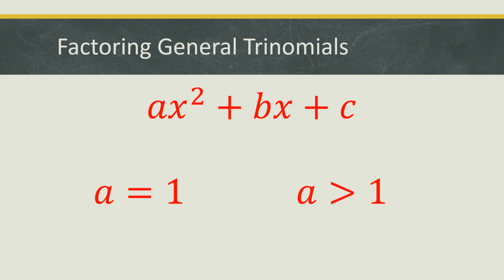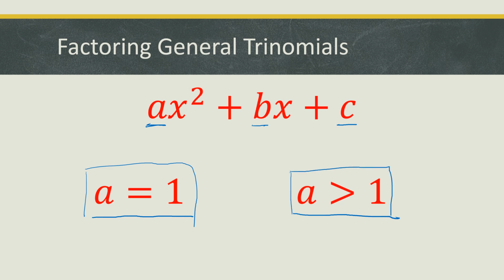Trinomials can be denoted in a general form of ax squared plus bx plus c, where the values of a, b, and c are all real numbers. A can be equal to 1 or greater than 1. So this is what we are going to discuss in this video. How are we going to factor general trinomials if a is equal to 1 and if a is greater than 1?